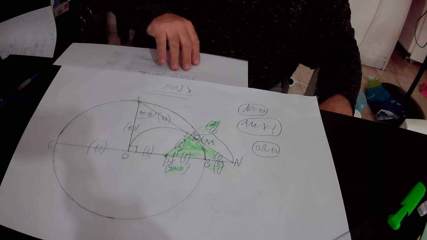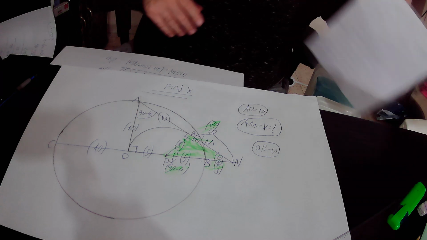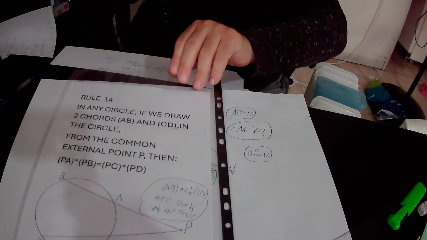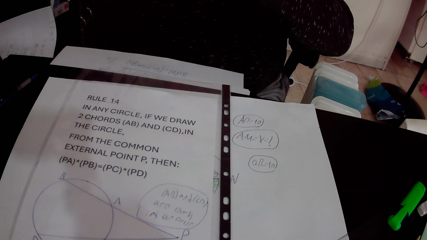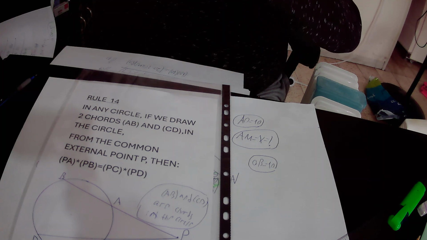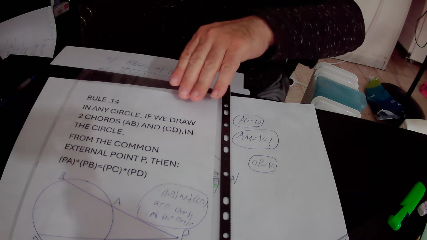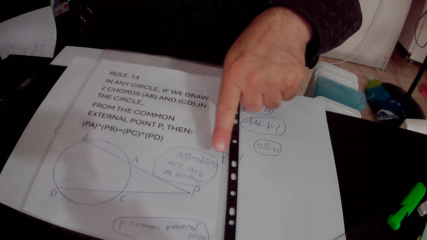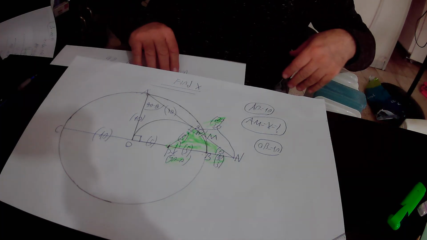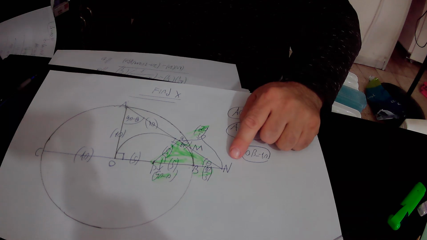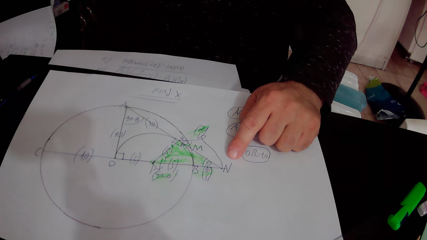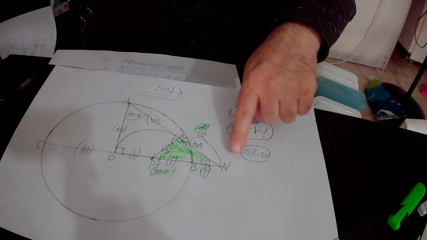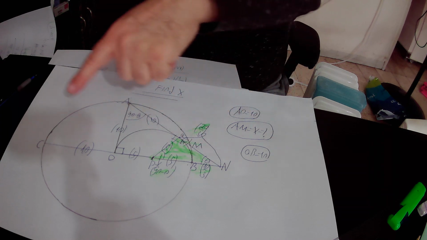Then I presented to you rule number 14, and we implemented rule number 14 in our drawing. According to rule number 14, in any circle, if we draw two chords AB and CD inside the circle from the common point P, then the following equation will be true: PA times PB equals PC times PD. We can actually implement rule number 14 in our drawing. Why? Because in our drawing, if you focus at this common point N, from the common point N we have two chords inside this circle, chord MA and chord BC.